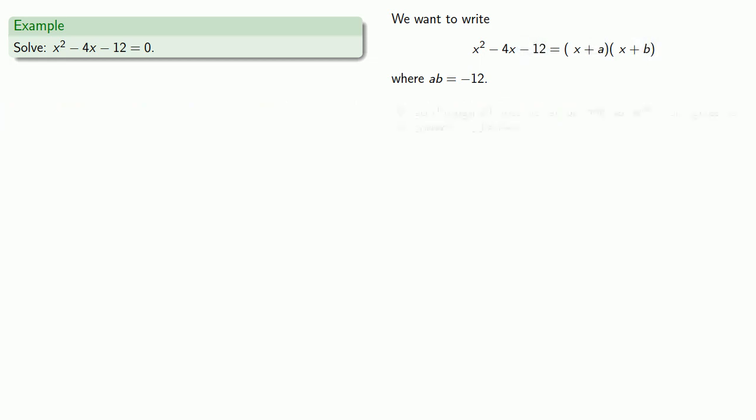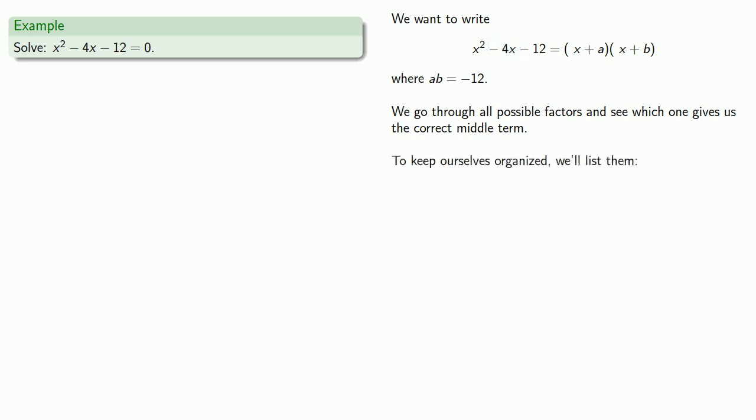In order to do that, we go through all possible factors and see which one gives us the correct middle term, minus 4x. Now to keep ourselves organized, we'll list all these possible factors. So things that multiply to negative 12: 1 and negative 12, negative 1 and 12, 2 and negative 6, negative 2 and 6, 3 and negative 4, negative 3 and 4. And at this point, the only thing we can do is try them until we find a factorization or determine we don't have a factorization.